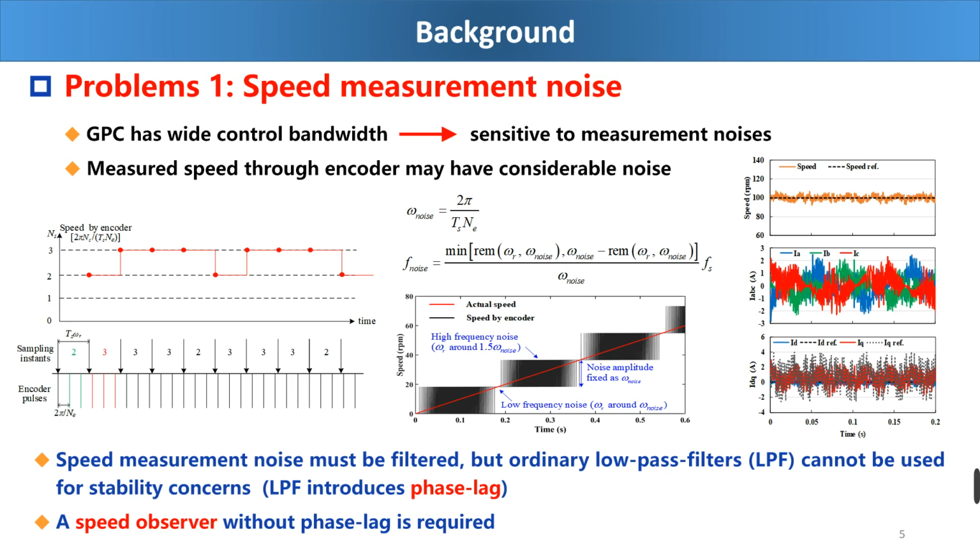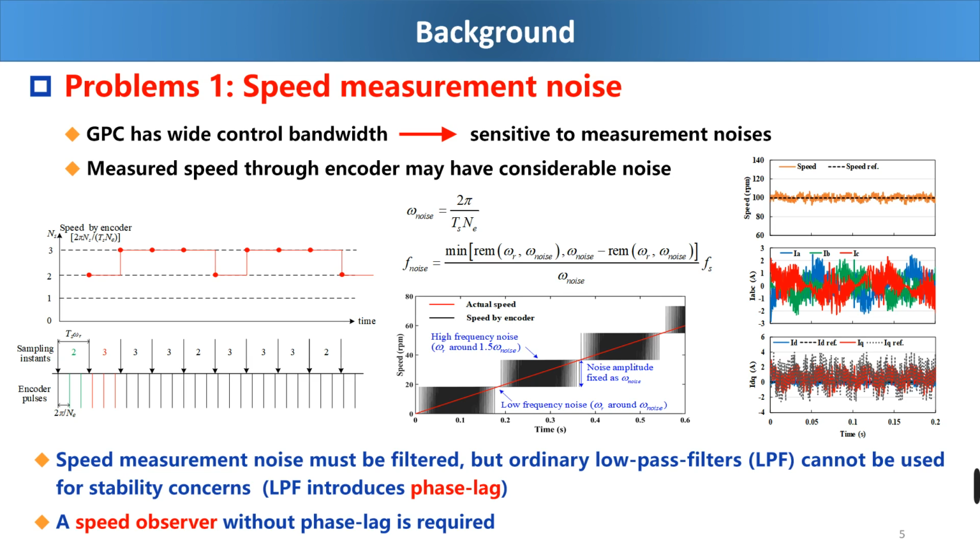So in order to use the GPC for the PMSM, we will face two main problems. The first one is the speed measurement noise. The GPC has wide control bandwidth, which is actually a very good feature. But on the contrary, the wide control bandwidth also makes the GPC sensitive to measurement noises.